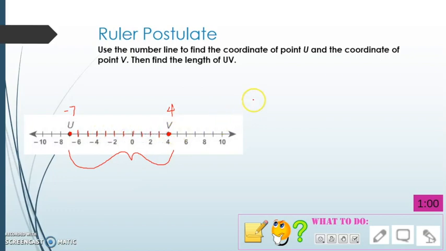Or you could just take the difference of the two values. So we can do -7 minus 4, and we end up with a lovely -11. However, distance is always going to be positive. So we basically need to take the absolute value, that's what those bars mean, and the absolute value of -11 is just +11. So the length of UV is 11.